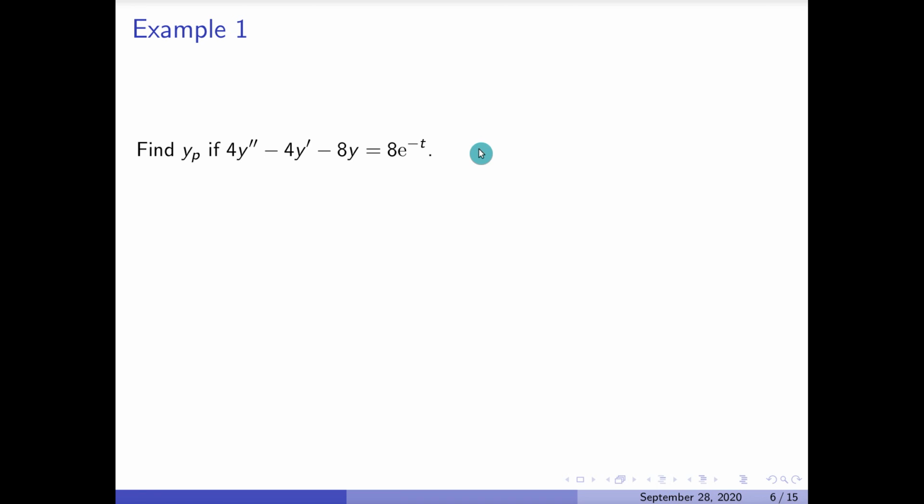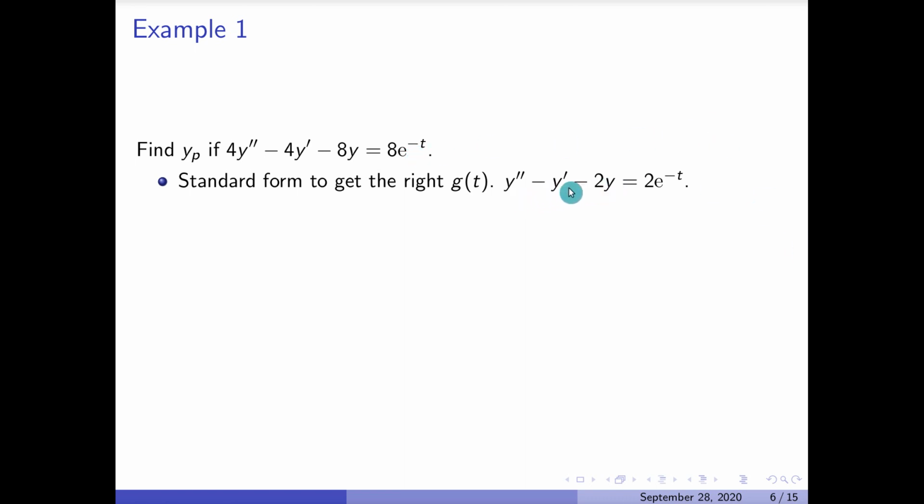Okay, and so the very first thing you want to do is to write this in standard form. Just get used to that, because otherwise it's really easy to mess that up, because we don't have to get standard form to solve for the homogeneous part of the solution. So divide by 4 first, and we get the standard form of our differential equation. And now, see, this is the g of t that you want to use. You don't want to use 8 times e to the minus t. You'll get the wrong answer.